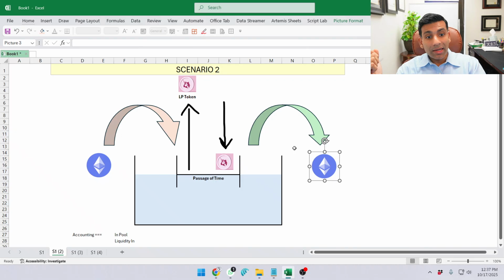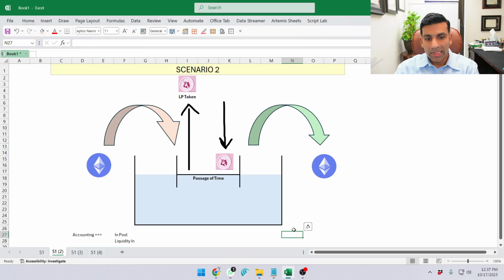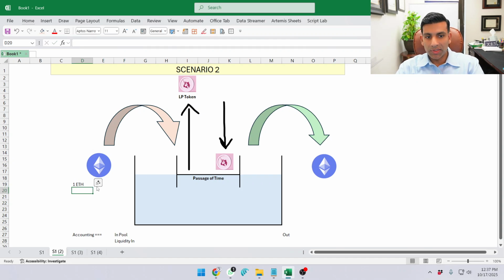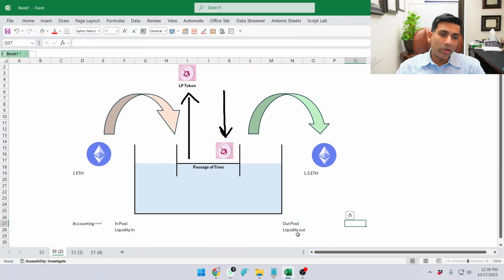So when you get this token back out after that passage of time, and you've returned the LP token back into the pool, you get that big bulk of crypto back. And that would be, if you can parse it, I would basically duplicate this transaction, and instead, let's say, I'm going to use the same figures, 1 ETH, and you're getting back 1.5 ETH. The out pool should be the 1 ETH, or liquidity out, and then the 0.5 would be your income.